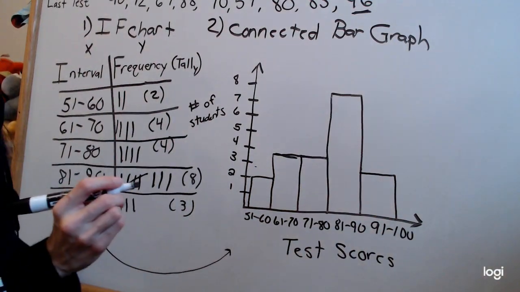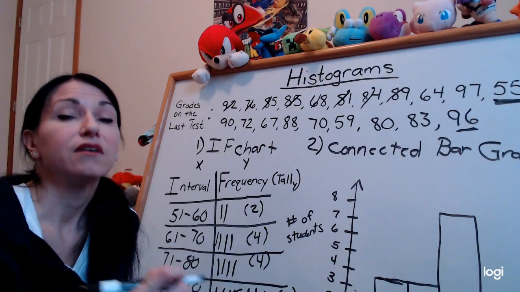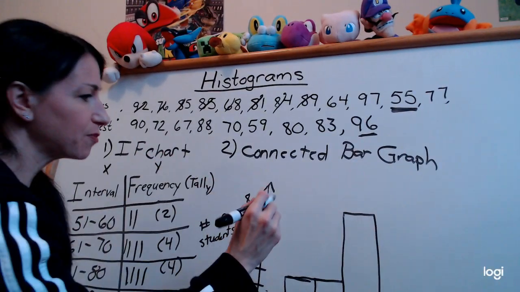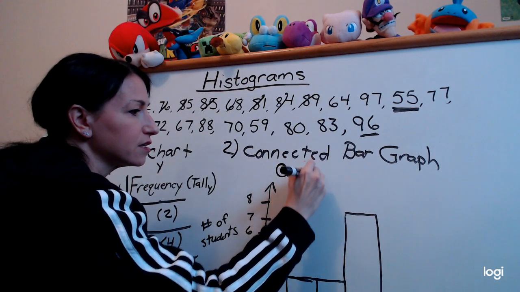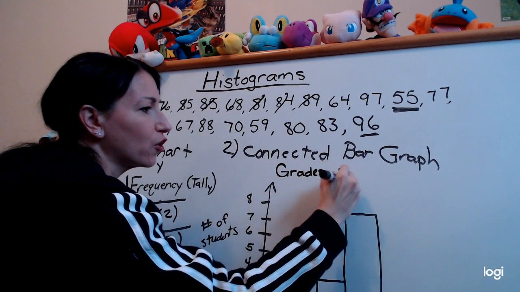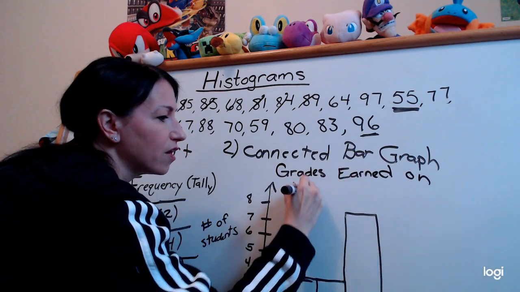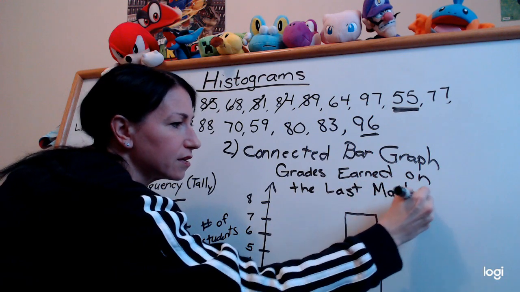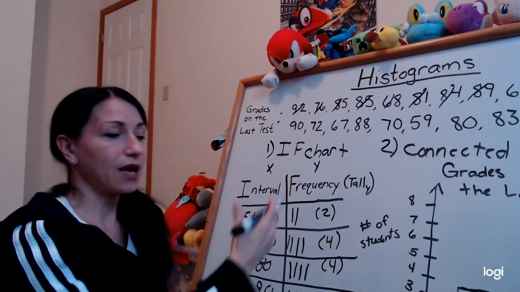And the only thing I have left, since it's a graph, is I got to give it a title. Remember, a good title has how many words? We talked about that. So this would be grades earned on the last math test. Woohoo. And that's all there is to it. We got our chart and we have our graph.